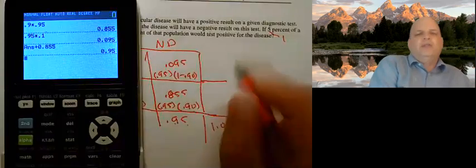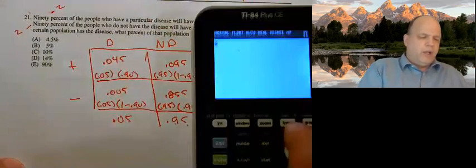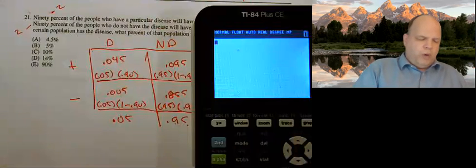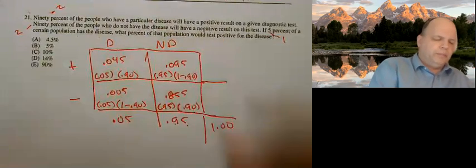So now we're going to go ahead and sum our rows. And we're going to go 0.045 plus 0.095, and that equals 0.14.